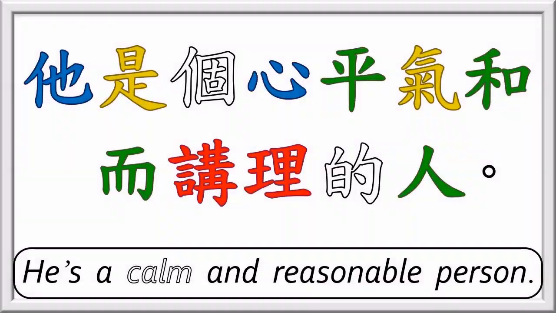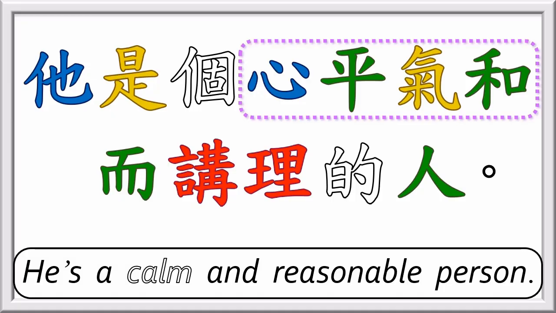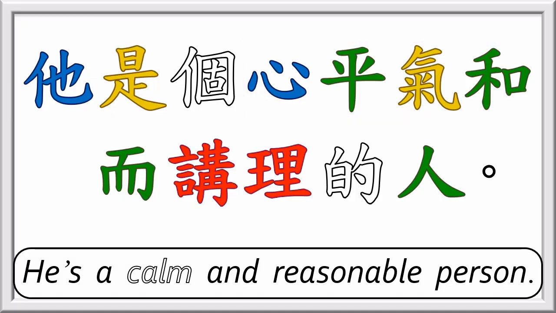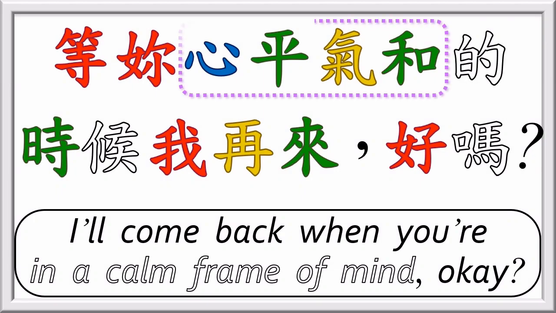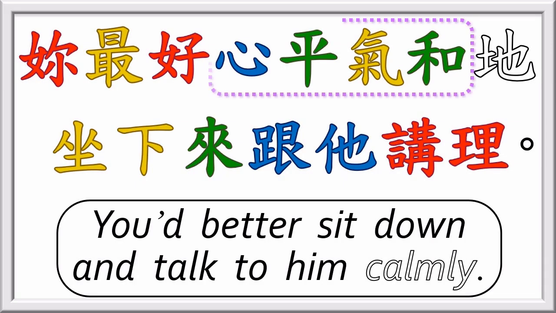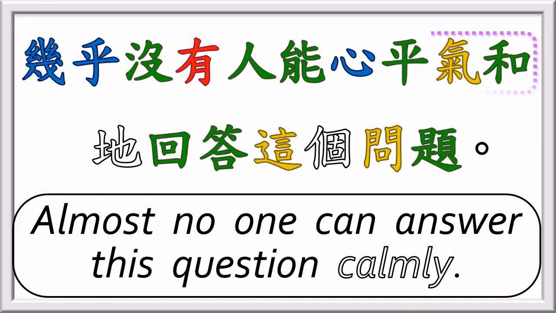And finally, we have the idiom 心平气和 to mean calm and even-tempered, not letting one's personal feelings interfere in one's judgment. 他是个心平气和而讲理的人。He's a calm and reasonable person. 等你心平气和的时候，我再来，好吗？I'll come back later when you're in a calmer frame of mind, okay? 你最好心平气和地坐下来跟他讲理。You'd better sit down and reason with him calmly. 几乎没有人能心平气和地回答这个问题。Almost no one can answer this question calmly.